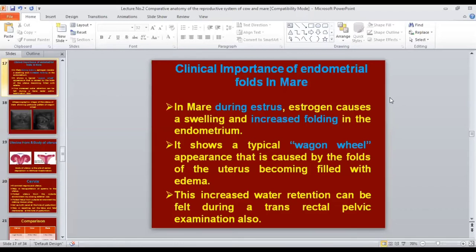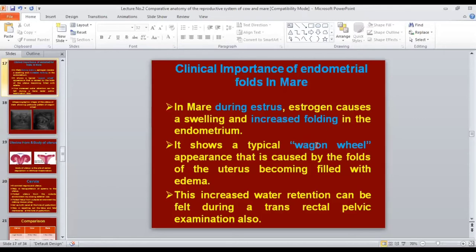Due to this folding during estrus under the effect of estrogen, if you go for ultrasonography of such a mare in estrus, you can see a very particular image of these folds of the endometrium, and the pattern of the image will be wagon wheel like.